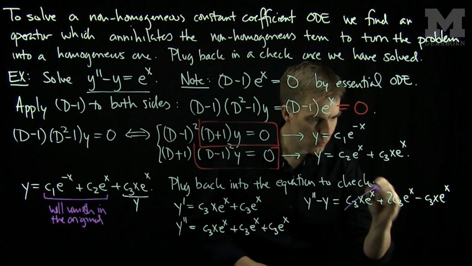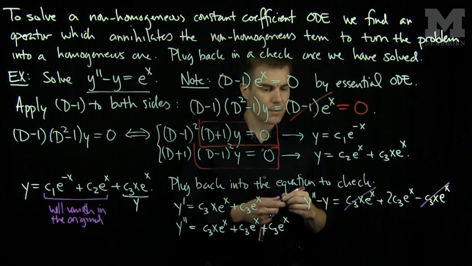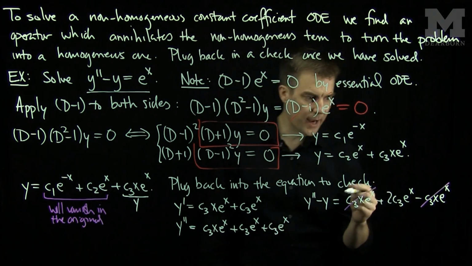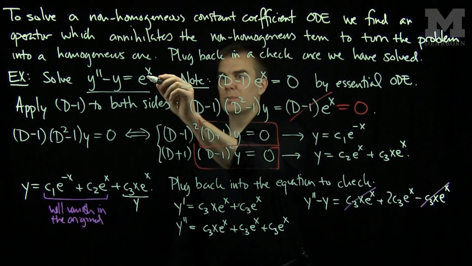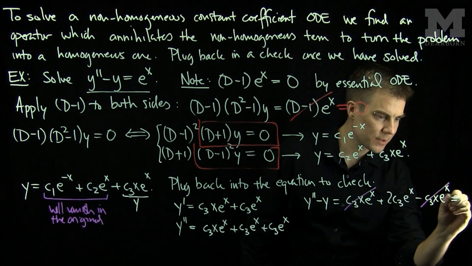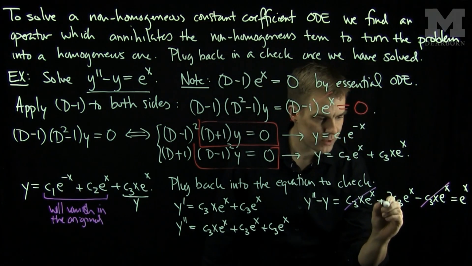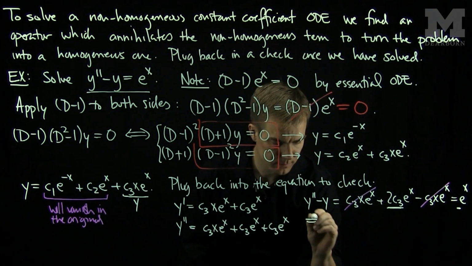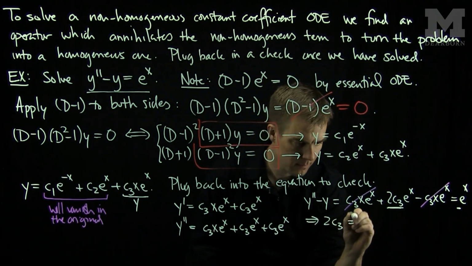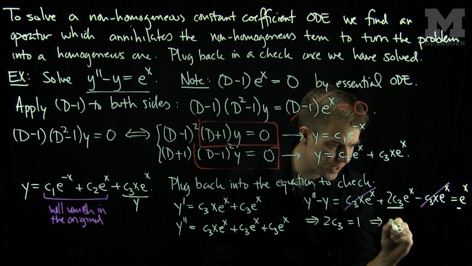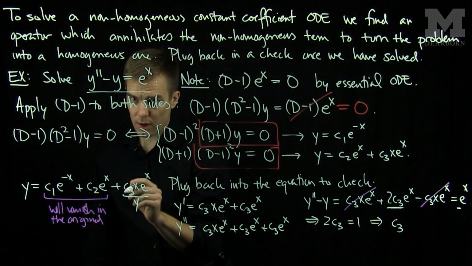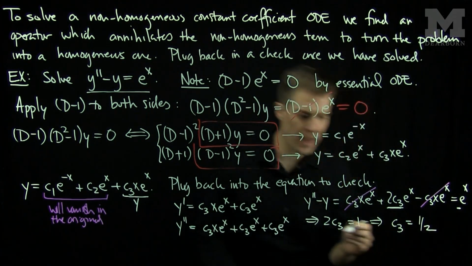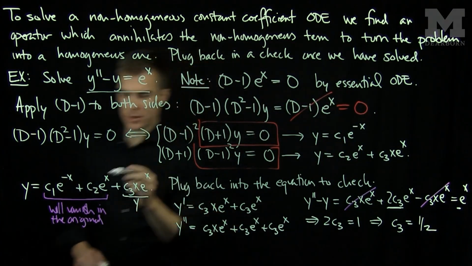These terms will cancel, and I'm left with y double prime minus y being twice c3 e to the x. But the equation tells me that it has to be equal to e to the x, which tells me that 2 c3 has to be equal to 1. Therefore, the coefficient c3, which was originally thought to be arbitrary, must actually be 1/2. Now we can update our solution.